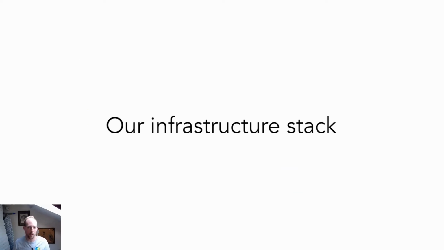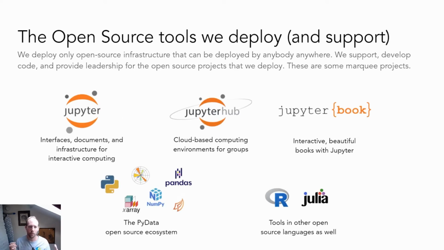So as you can probably guess, the infrastructure stack that we're going to try and deploy as a part of 2i2c is primarily made up of tools in the Jupyter ecosystem, as well as the broader PyData and other open source tools for data science communities. So at the core of much of 2i2c is going to be JupyterHub, which is the sort of linchpin that ties everything together and orchestrates those interactive computing environments.